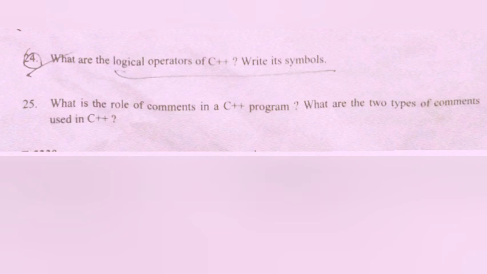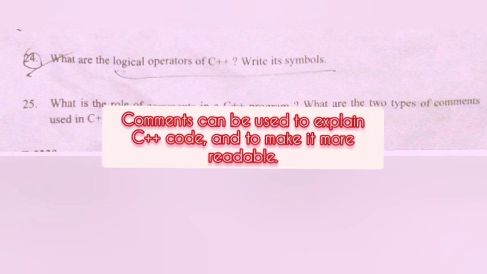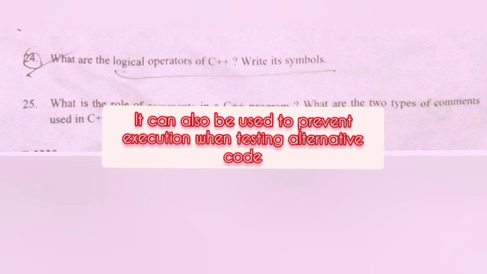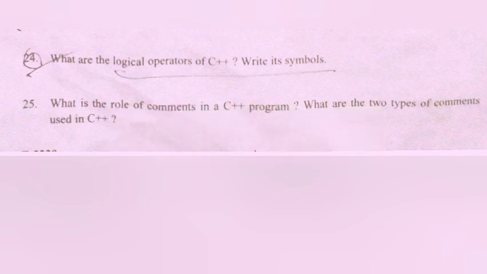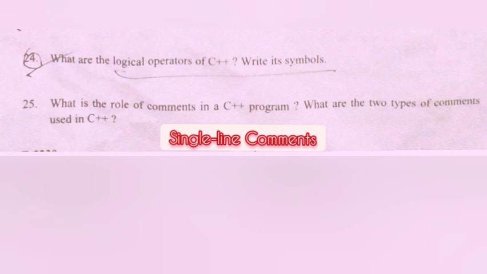25. What is the role of comments in a C++ program? What are the 2 types of comments used in C++? Answer. Comments can be used to explain C++ code and make it more readable. It can also be used to prevent execution when testing alternative code. The 2 types of comments used in C++ are single-line comments and multi-line comments.